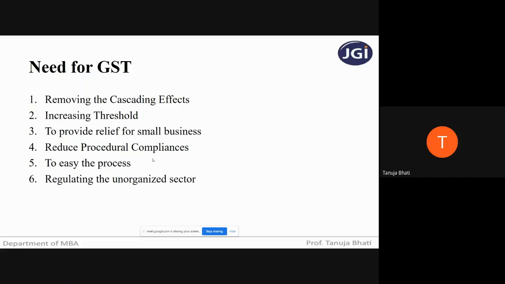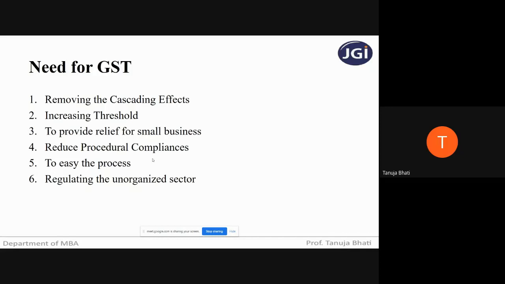Next, regulating the unorganized sector. See, what used to happen earlier in the pre-GST era is that many unorganized sectors, like textile businesses or construction businesses, were very unorganized. When I say unorganized, what do I mean? There were a lot of fake billings happening. But now under GST, there is a lot of regulation happening in this unorganized sector.